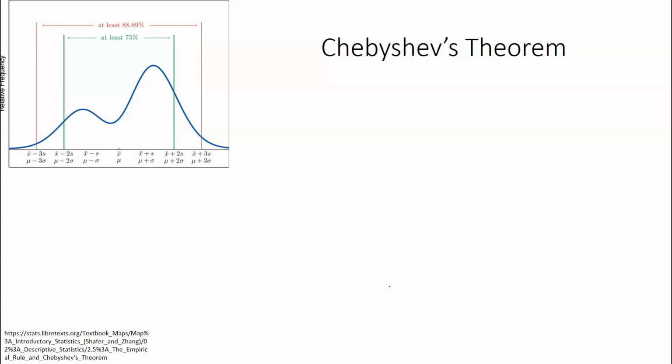Not everything has a normal distribution. So what do we do if it's not normal? Like this one here. This is a bimodal one. You cannot use standard deviations when you talk about bimodal or trimodal or anything like that. And so the best we can do is approximate with something called Chebyshev's theorem. Chebyshev's theorem. Strange to say.